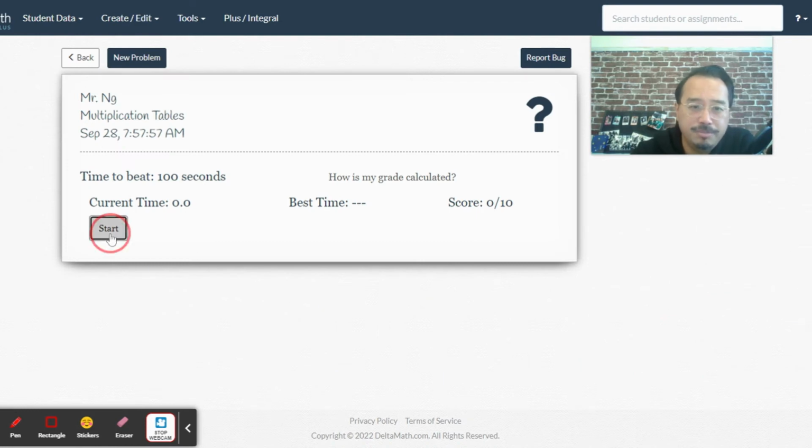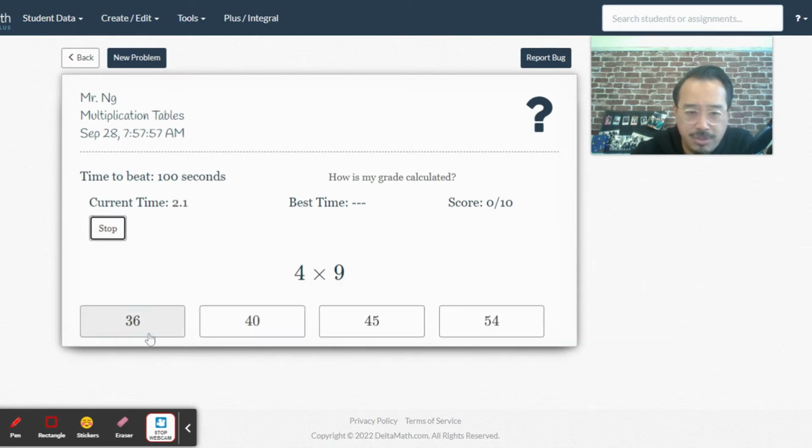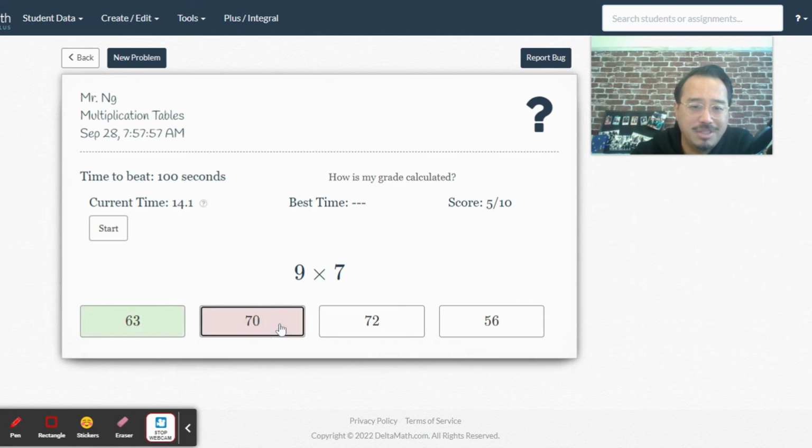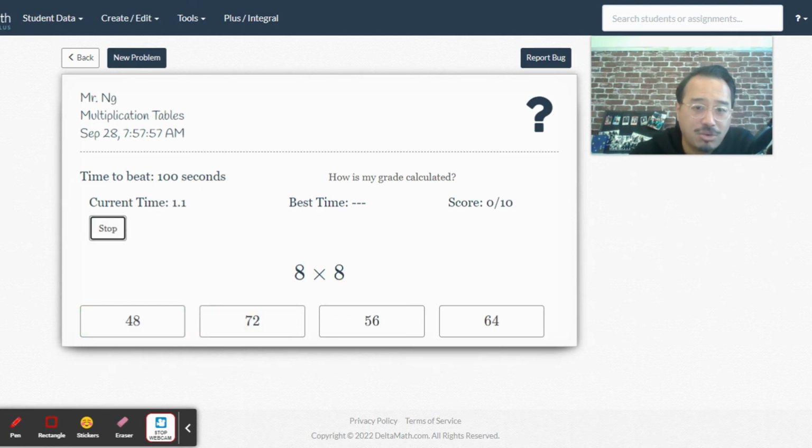Okay, I'm going to start. 4 times 9 is 36, 5 times 10 is 15. Now I'm going to get it wrong on purpose in the middle here. Instead of saying 63, I pick 70. You see how the clock stops, and then you can press start again and it restarts. When I press start, I want you to look at the score here. See, it restarts again.